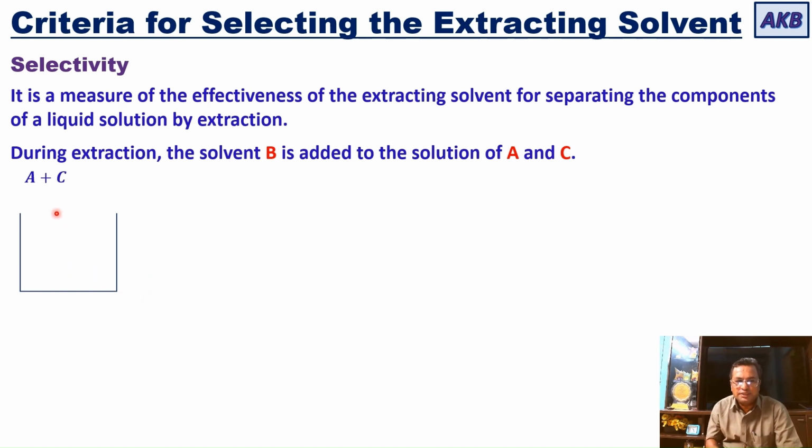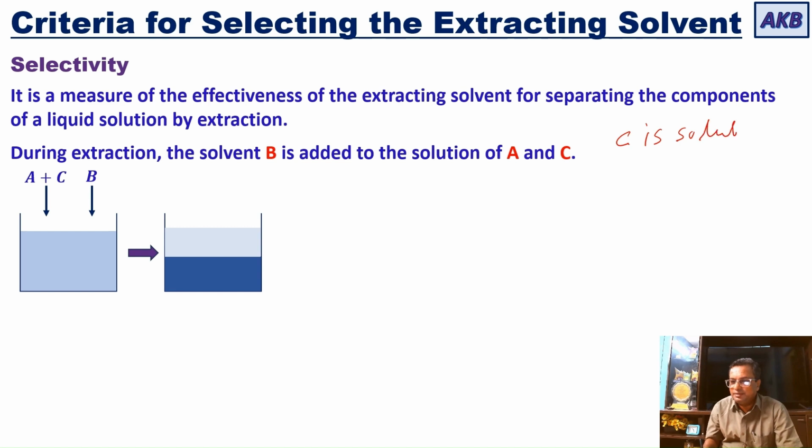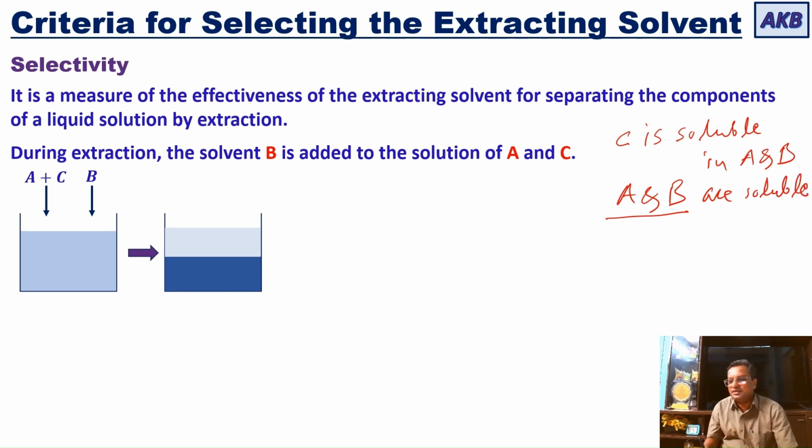During such extraction, what are you doing? You are adding solvent B to the solution of A plus C, and then you are mixing it properly. Then you allow this mixture to settle, which will separate into two layers. As you know, we are considering a system where C is soluble in A and B, but A and B are soluble in each other only to a limited extent. This is a common situation found in liquid extraction.